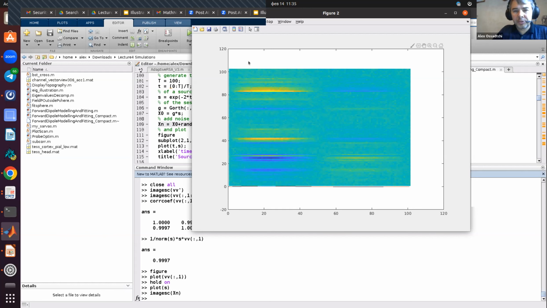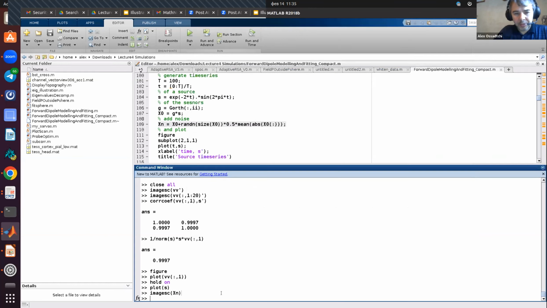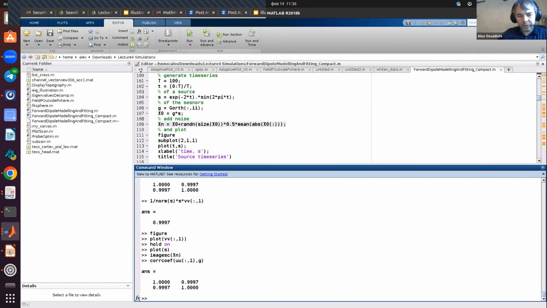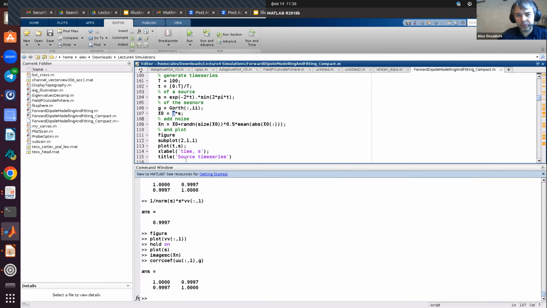Now the same thing can be said about the columns, for the situation when we have a rank 1 matrix. The first column of U is equivalent, in terms of shape, to the topography of our source. See, this was the topography of our source. And this is very important.